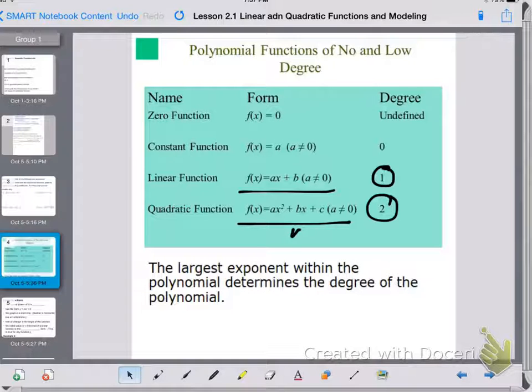Now, constant functions, so something like y equals 2. Alright, the degree here is going to be 0. Alright, and then y equals 0, the 0 function, that degree is going to be undefined. Alright, and then this little note here we just went over in the first example. The largest exponent within the polynomial determines the degree of the polynomial.